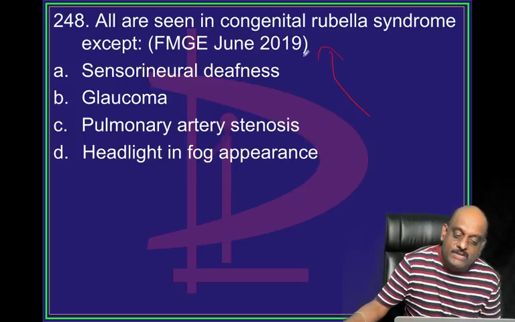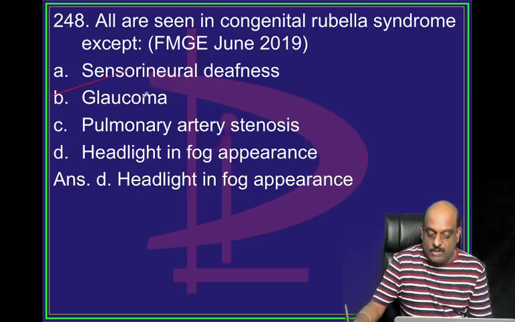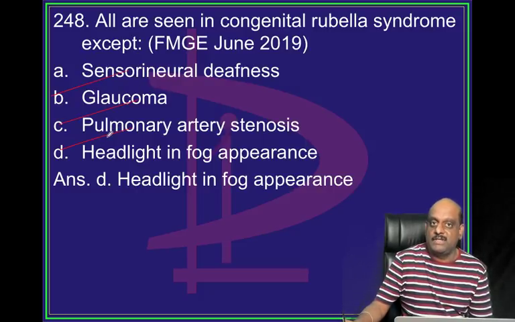Congenital rubella syndrome, what happens? Sensorineural deafness, glaucoma, pulmonary artery stenosis.